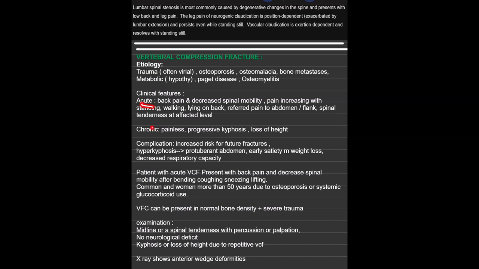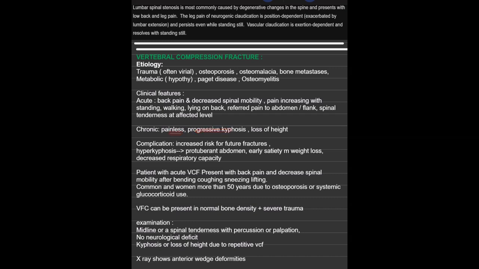What are the clinical features you will see? We don't know whether the patient has acute or chronic disease, and both have different kinds of symptoms. Acute back pain will be present, with decreased spinal mobility. They cannot do the spinal movements as they were doing before. Pain increases with standing, walking, lying on the back, with referred pain to the abdomen or flank. Spinal tenderness at the affected level will be present. This is all present in acute situations.